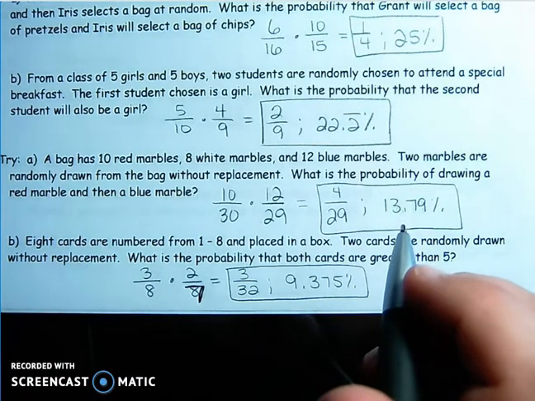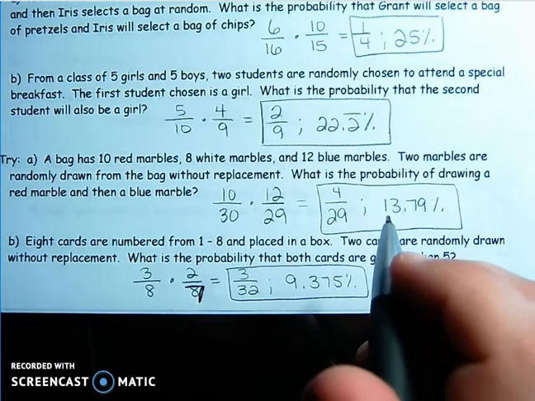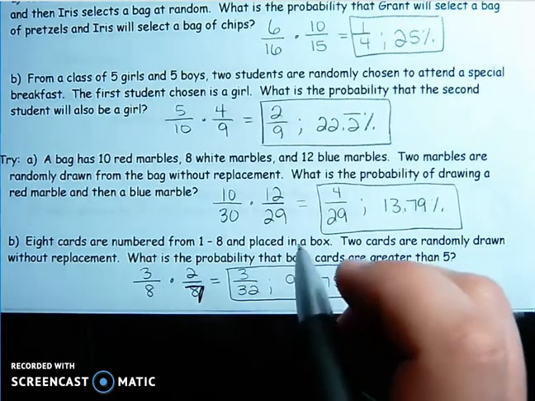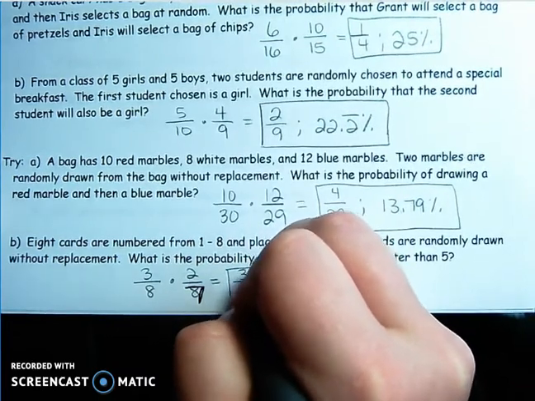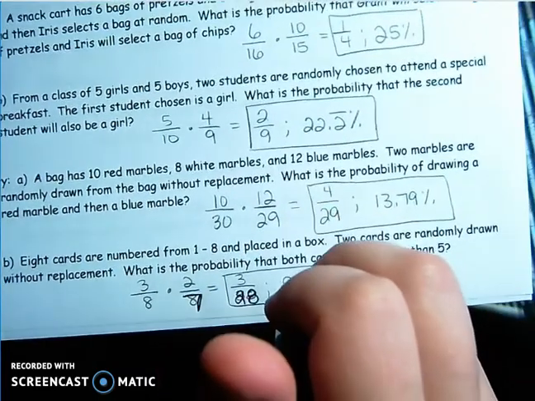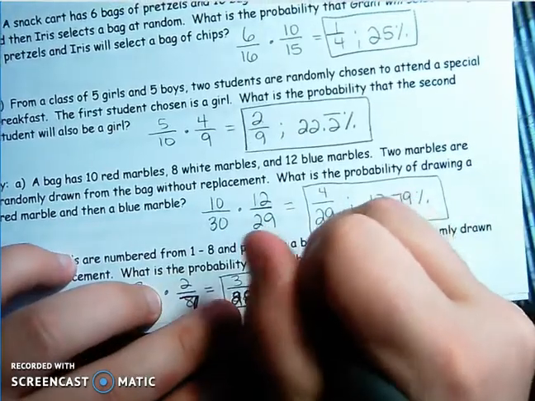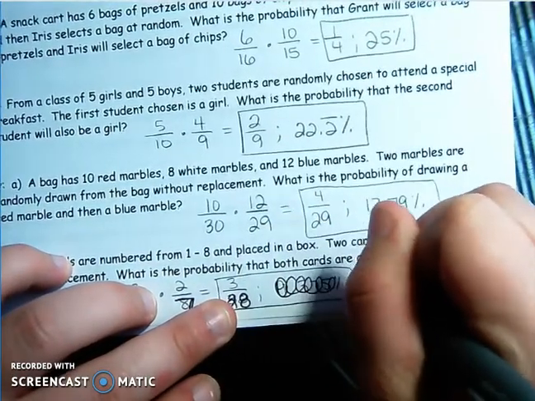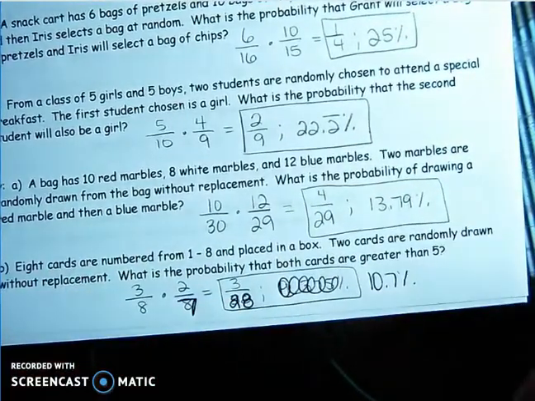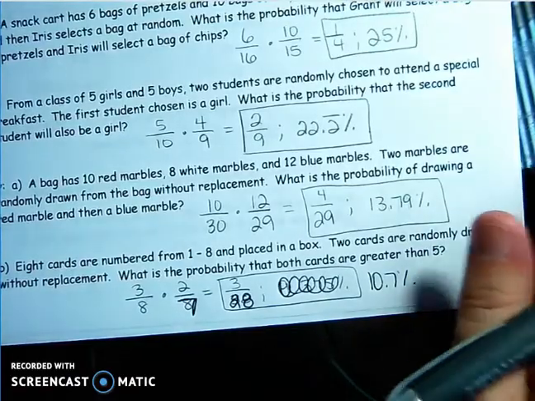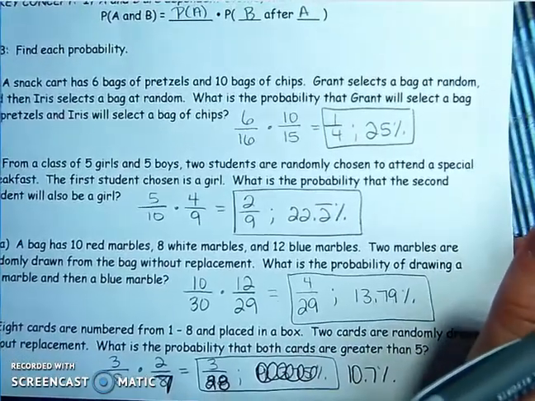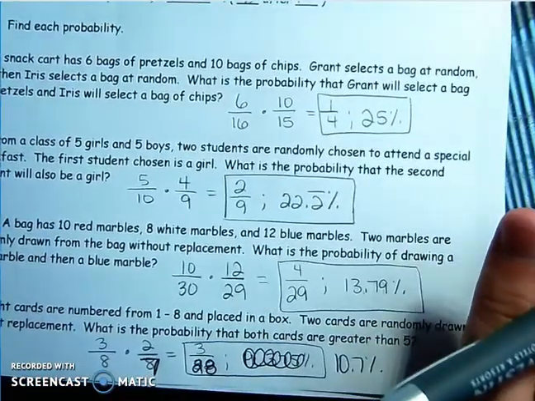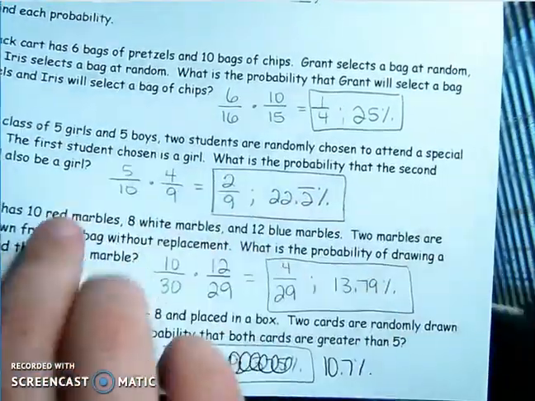or 3 out of 28, which is 10.7%. I apologize for my key being incorrect. So 3 out of 28 or 10.7%. If you have any questions about dependent probabilities, now is the time to ask Miss Lewis. Otherwise, we're going to talk about a different type of event.